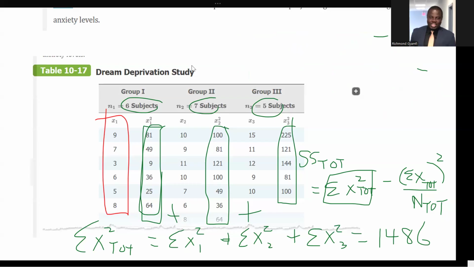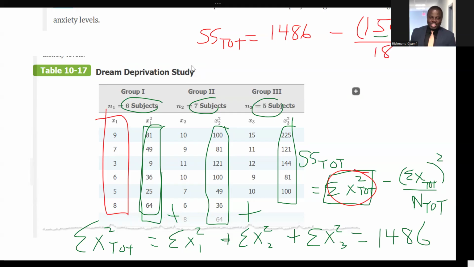So from my formula, SStot equals, so this guy here, the x squared, is going to be 1,486 minus the summation of x. I forgot the value. Is it 156? 156, yes. 156, let me put that in here. 156 squared, remember there is a square, divided by 18.